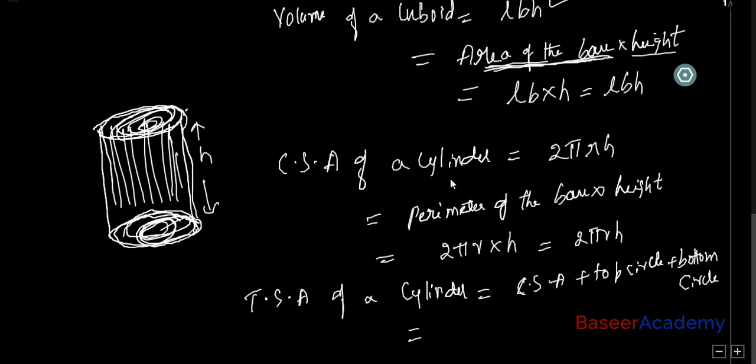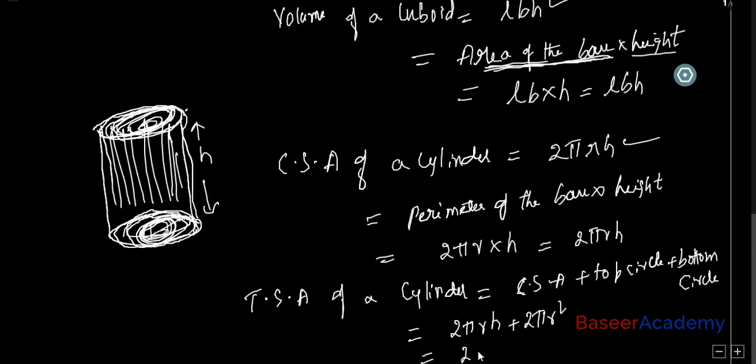What's the curved surface area of a cylinder? We derived it as 2 pi r h. Now the area of the top circle is, again, pi r square, since the area of a circle is pi r square. The area of the bottom circle would also be pi r square. So pi r square plus pi r square is 2 pi r square.